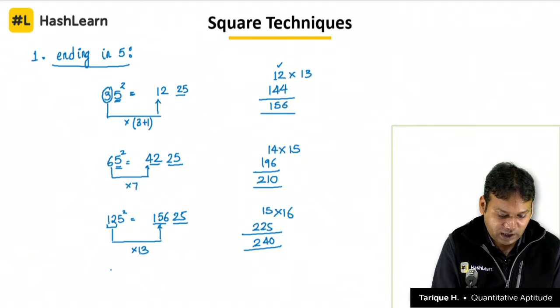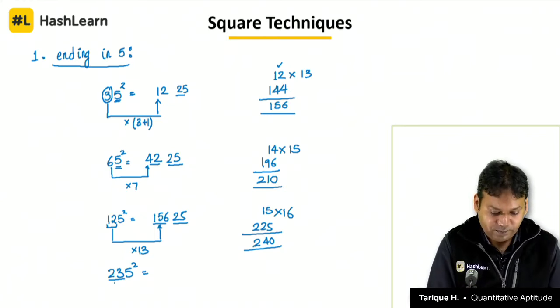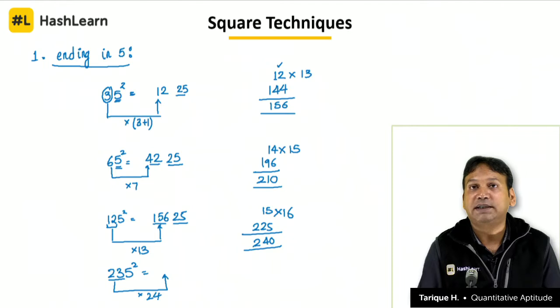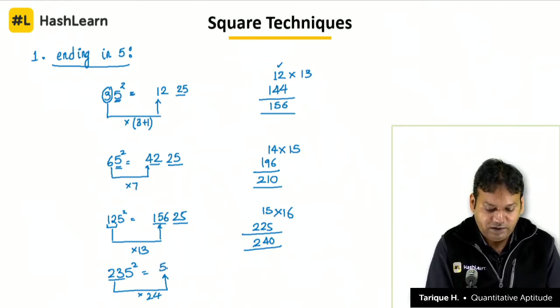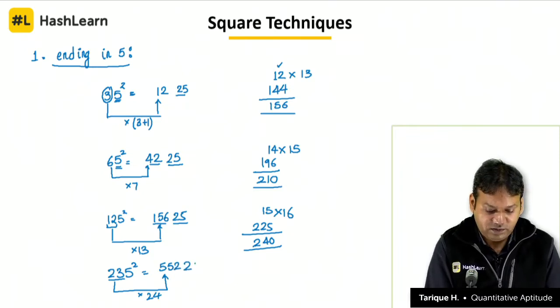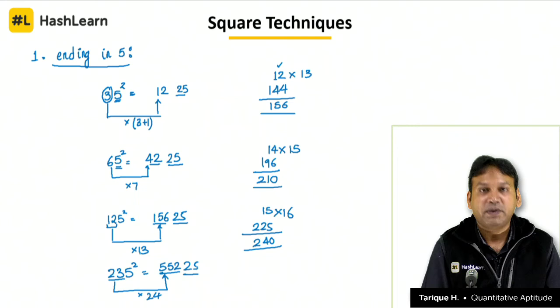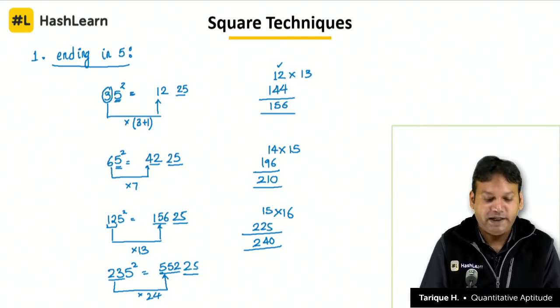So if you want to find 235 square, ठीक है. So you take 23 and multiply it with 24. Using the technique discussed here, multiplying consecutive numbers, 23 plus 529, 552, and 5 square is how much? 25. So you see it's very simple to get the answers here. So this is the first technique for square calculation, that is for numbers ending in 5.